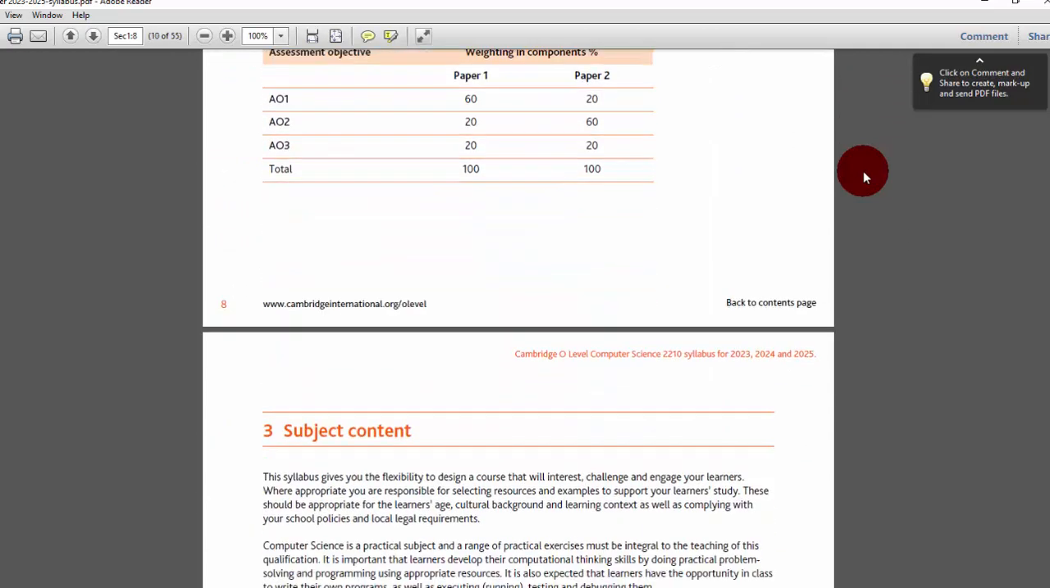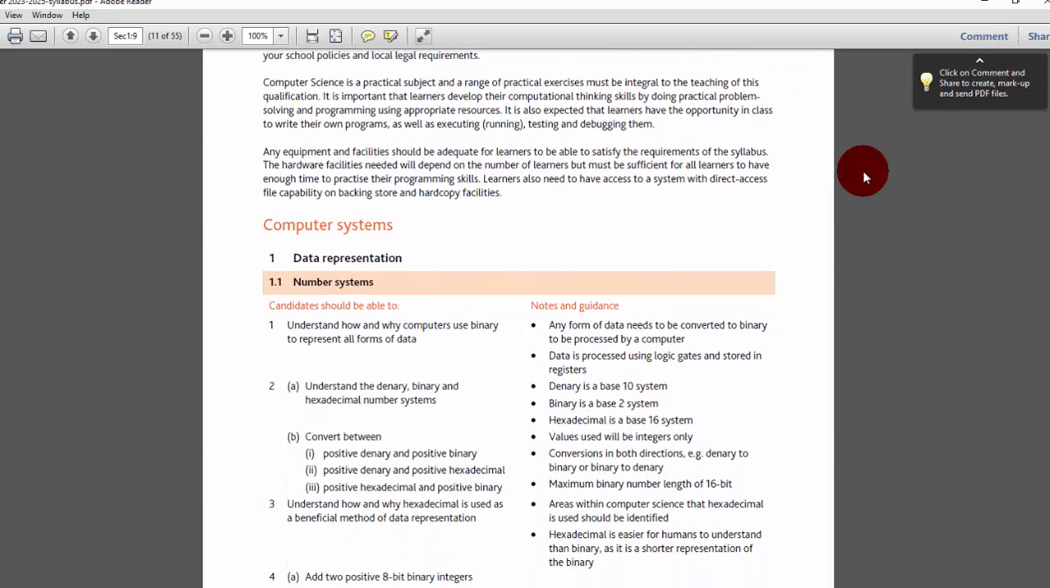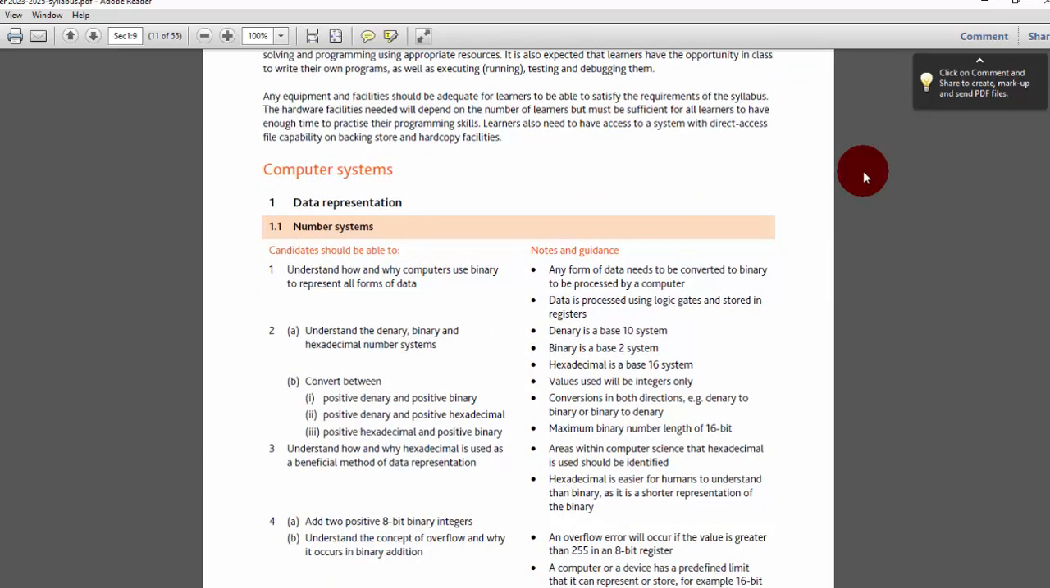Okay, now we go through the topic details in data representation. You can see that there is a conversion between the hexadecimal and the binary number systems, but the most important thing is part B: convert between positive denary and positive binary, positive denary and positive hexadecimal, and positive hexadecimal and positive binary. In this topic, we have conversion in both directions, denary to binary or binary to denary, right? But it has been extended to 16-bit. Within computer science, of course, the students must know the hexadecimal utilization, where we can use it.